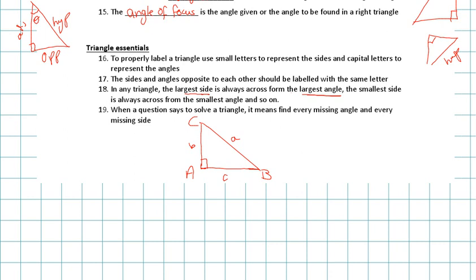Finally, when a question says to solve a triangle, it wants you to find every single side and every single angle. Solve means the whole triangle. Unless it's specifically asking for a specific side or angle, then you only have to solve for that particular thing. Are we good with that? Good.